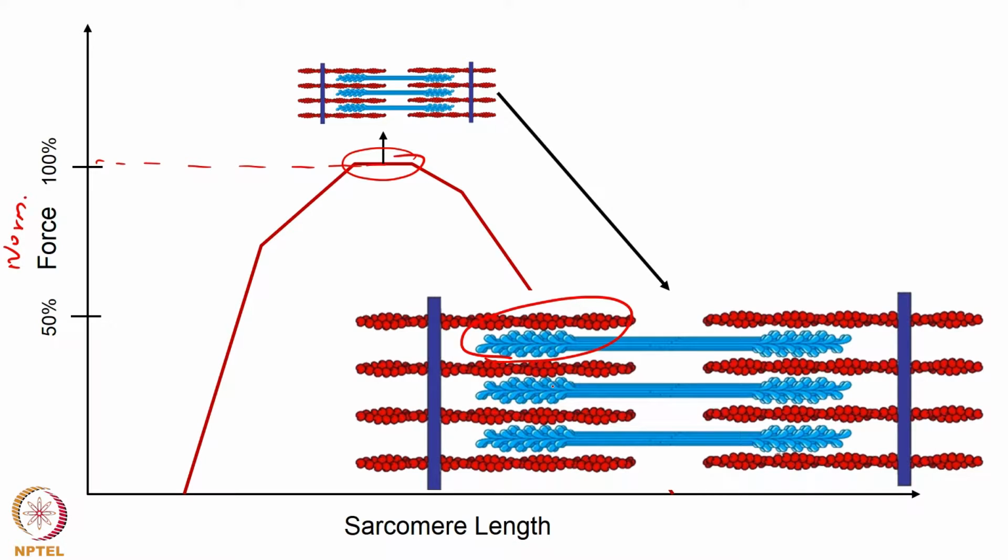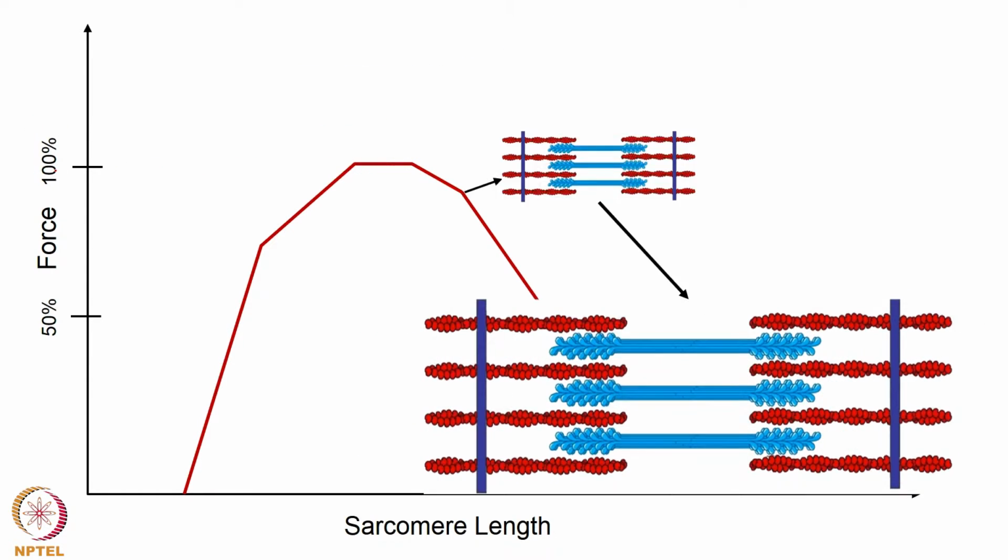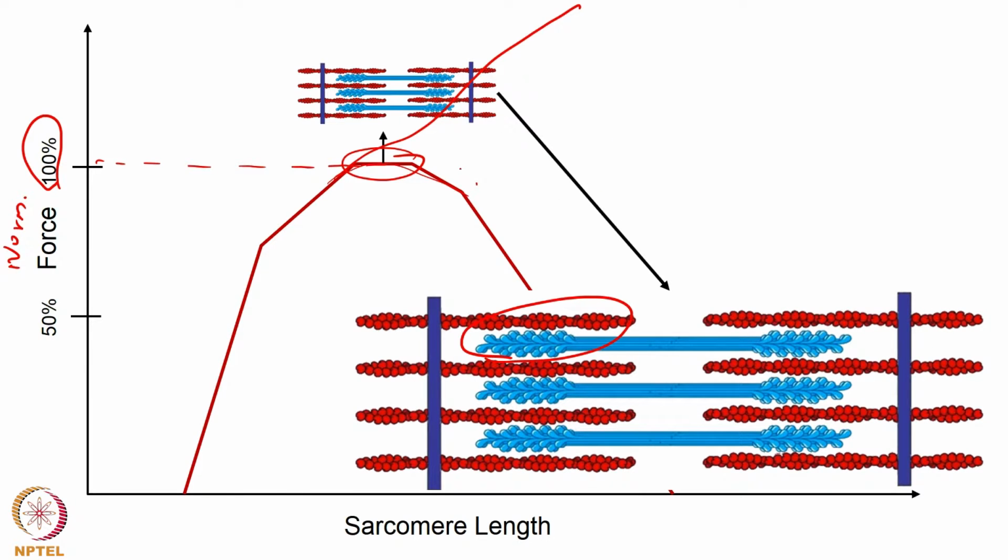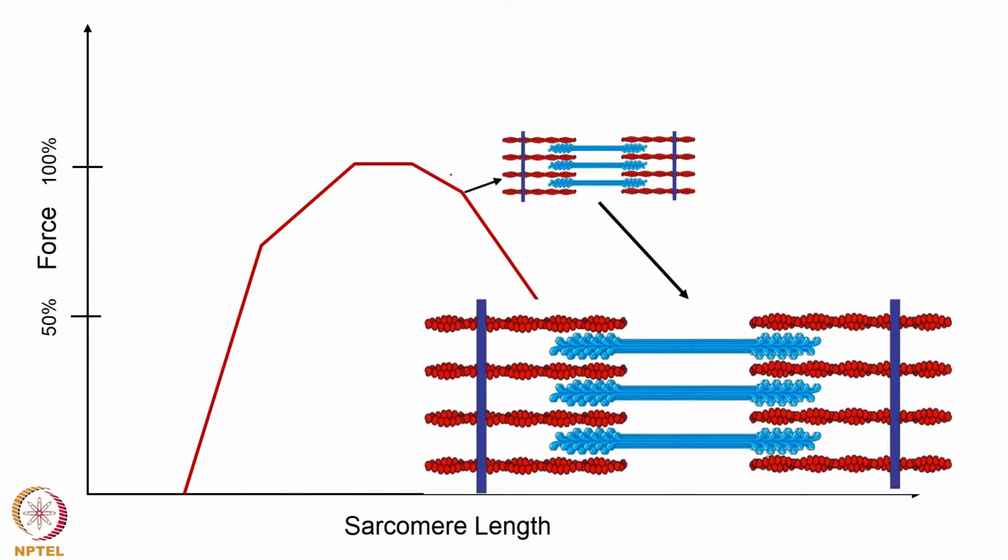If that is the case, you would expect that maybe I can keep increasing the length, and I can keep increasing the force too. Well, obviously force cannot go above 100%. What happens at this stage or in that regime is this. See here, some myosin molecules do not have interaction sites.